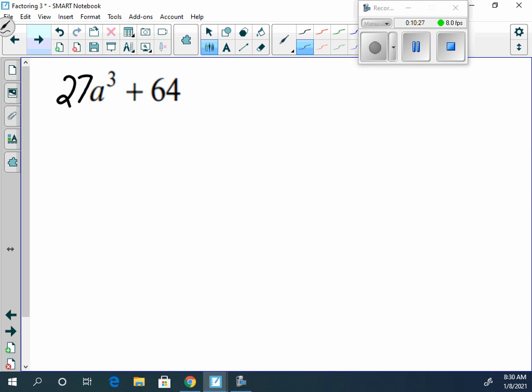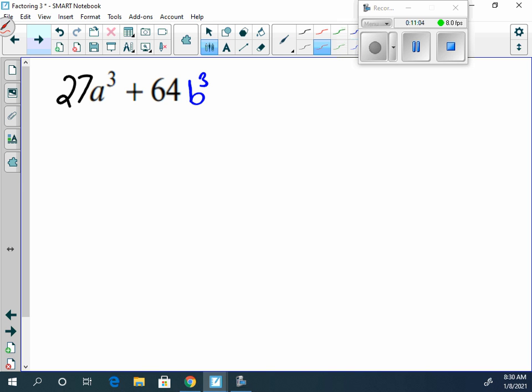Okay. Let's look at this one here. 27a cubed plus 64. Why not? Let's change it up a little bit. Let's say b cubed. I'm going to make that little tweak to this problem, and we'll say 64b cubed, because I just want to show you one that has two variables in it. It's not going to change it too much. It's just we're going to have b terms. That's the only real difference.